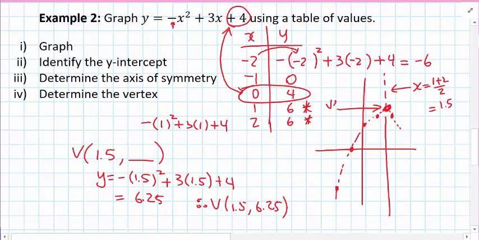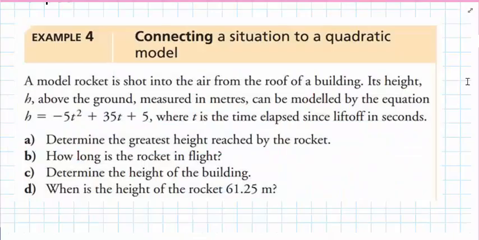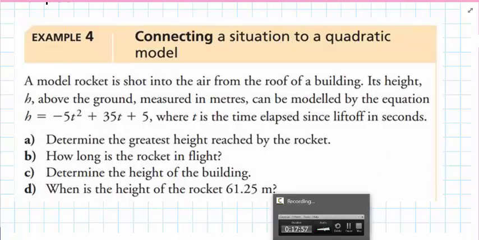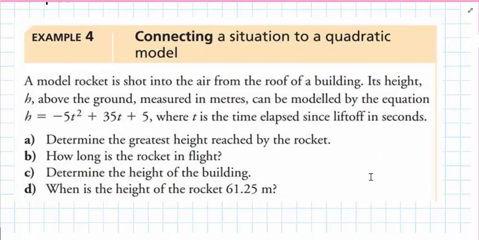No, you don't. But you should know what it means to be a max or a min. So let me do this example, but I'm going to use Desmos here. A model rocket is shot into the air from the roof of a building. Its height, h above the ground, measured in meters, can be modeled by the equation h equals blah, blah, blah, where t is time elapsed since liftoff in seconds. Determine the greatest height reached by the rocket.